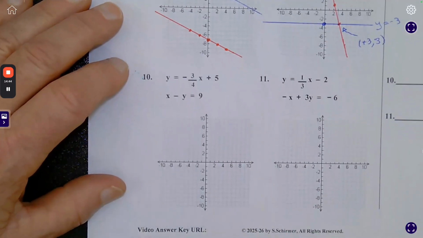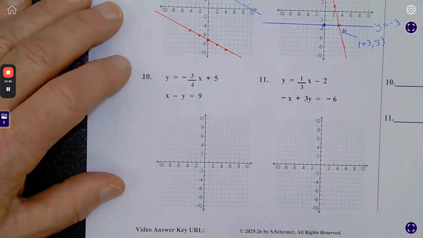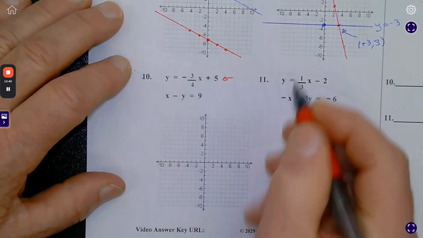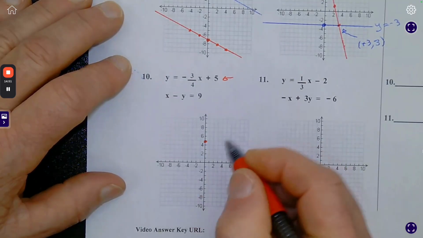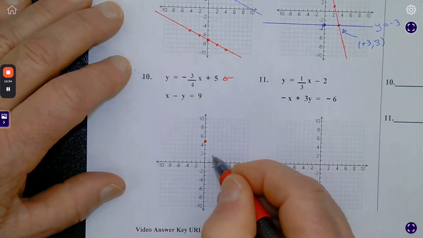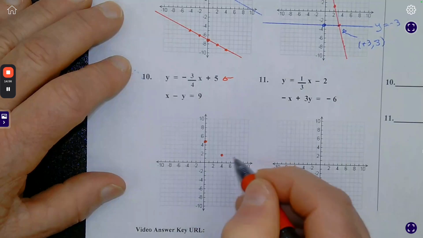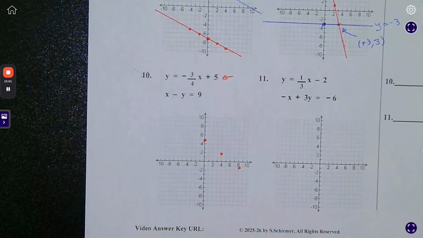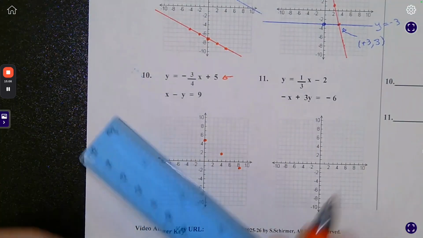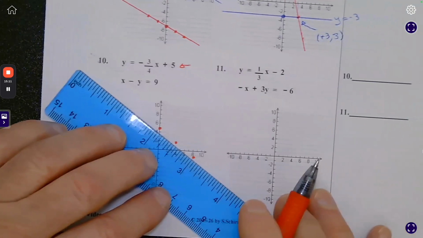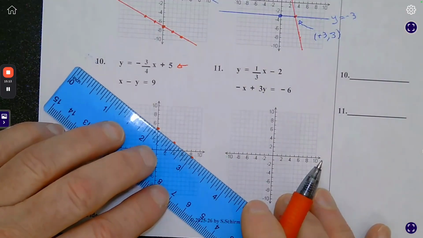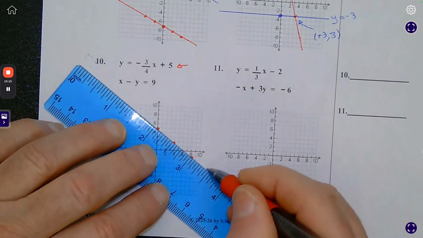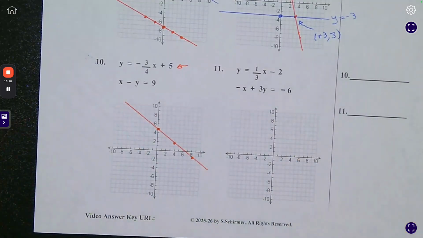All right, let's do the last two. Okay, this has a y-intercept of 5. And then I'm going to go down 3, over 4, down 3, over 4. I like to do it a couple times for accuracy when possible. Uh-oh, my ruler's stuck on the table. Help! I got it. Okay, now I'm going to go ahead and graph that. There it is, right there.